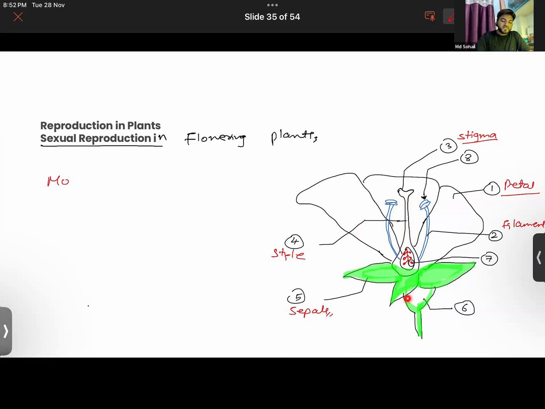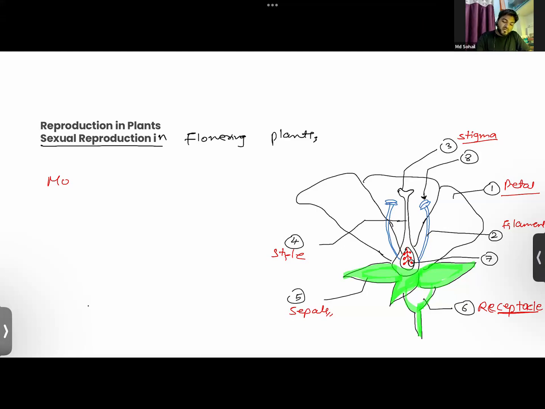Okay, and then this sixth number. Ovary? If this is ovary, then what is this? Sixth one is called the receptacle. Yeah, that is a receptacle. Seventh one, ovule.